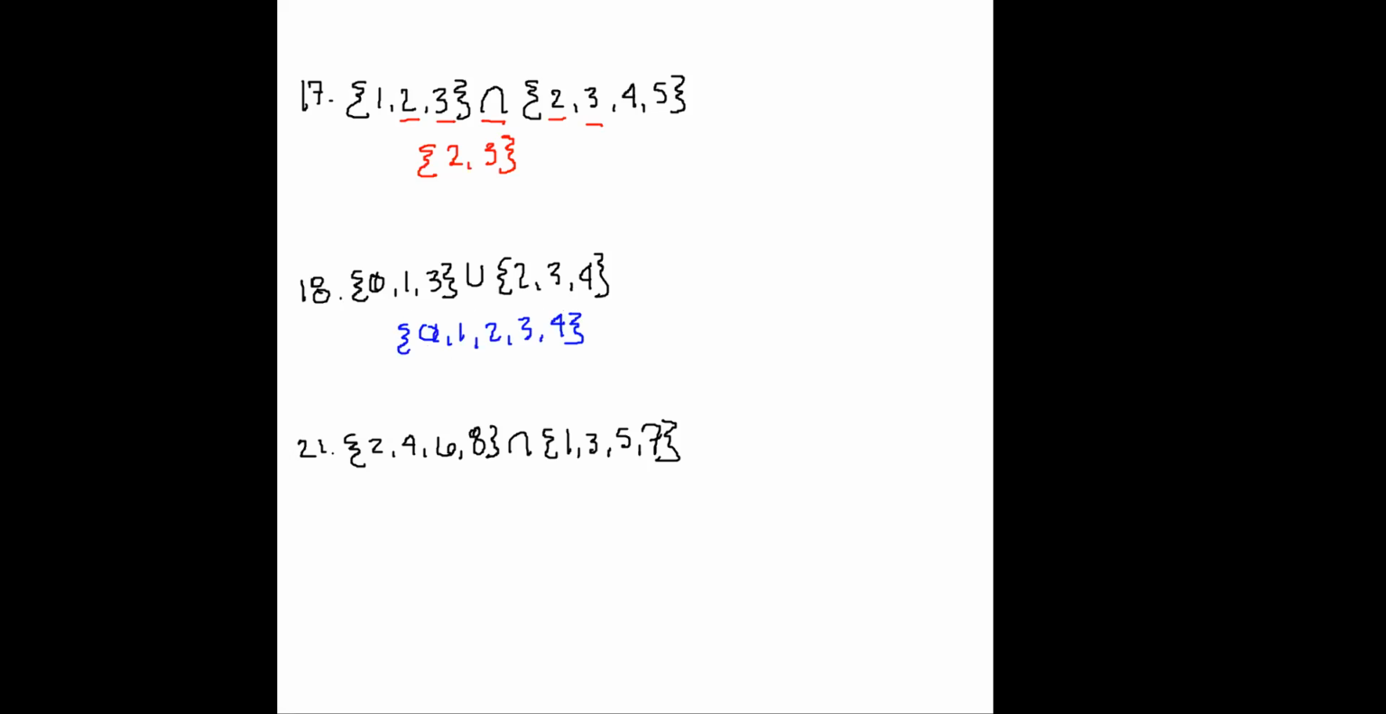And 21. The null set? Exactly. So there is no commonality between these two sets. There is nothing intersecting with them. If we were to draw a Venn diagram of this, what would it look like?